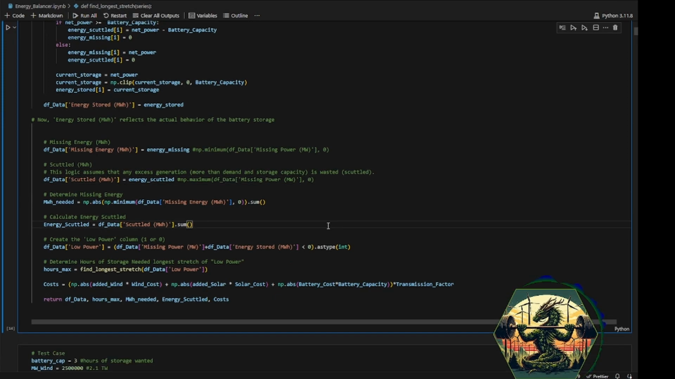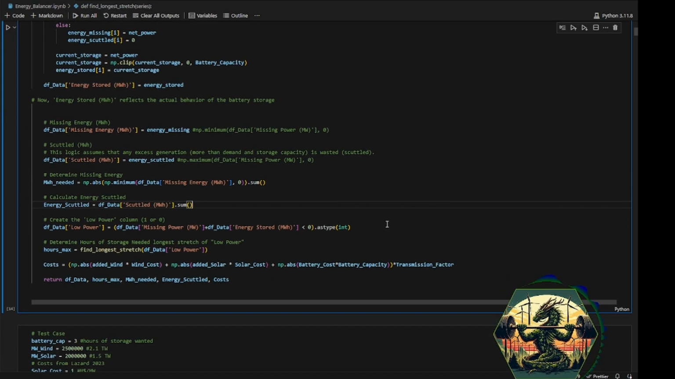I measure the total energy scuttled just for reference, and then I determine how often we have low power. Basically as a 1 or a 0. Are we missing power? Are we not missing power? And then you can find the longest stretch where we have to draw from our battery storage system.